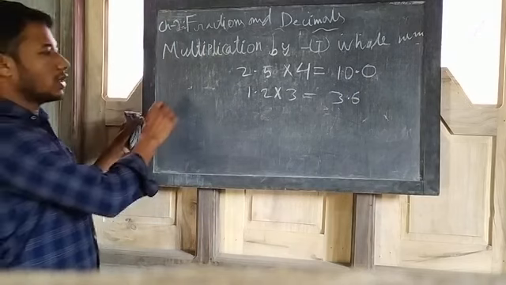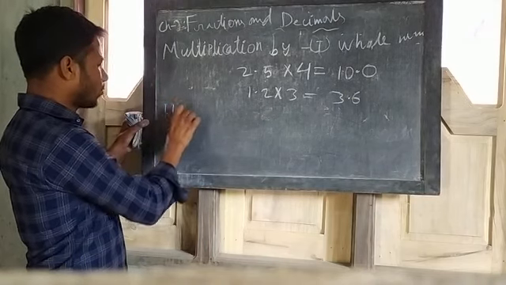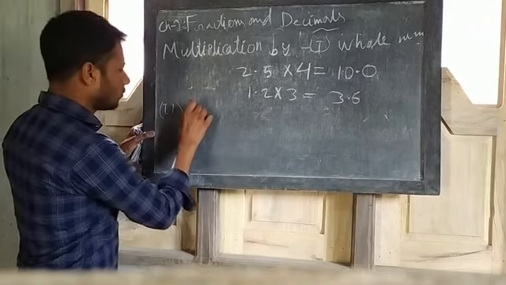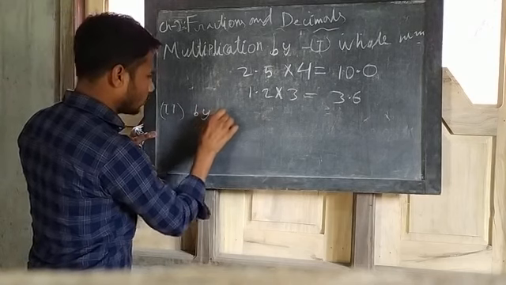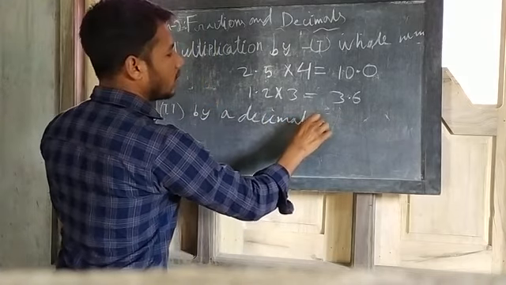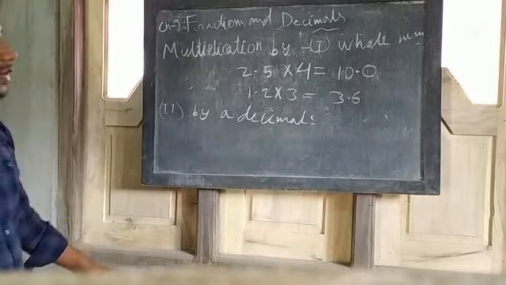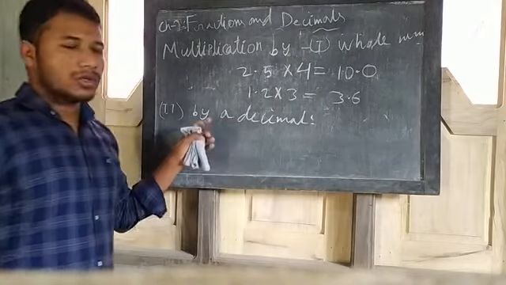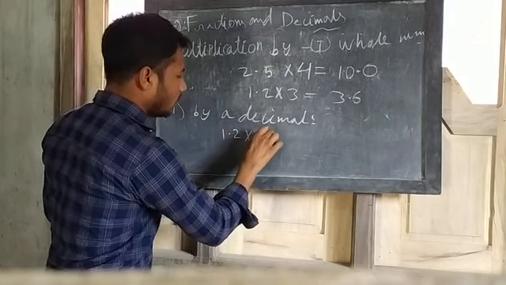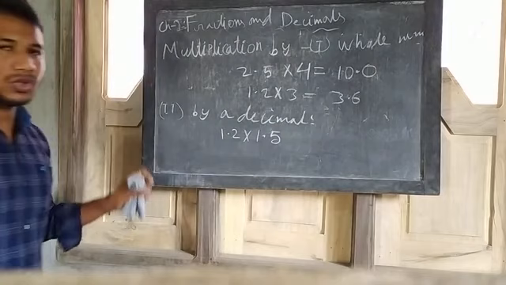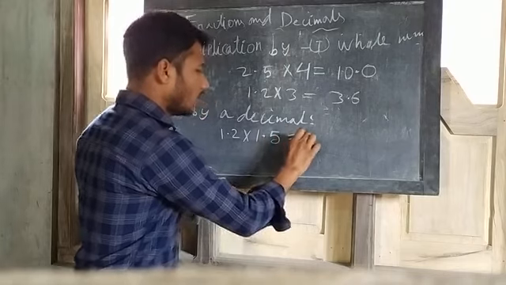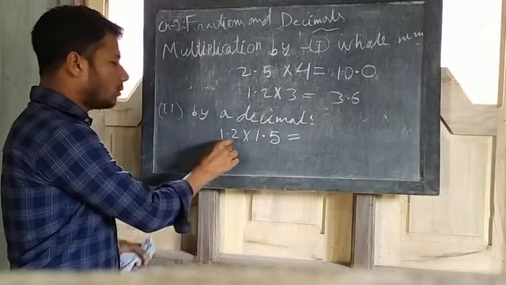Now see the case 2, multiplication of decimals by a decimal. Multiplication by a decimal number. See it. Here I also explain by some examples. Suppose 1.2 into 1.5. Suppose you have to multiply these two. Then how to multiply?